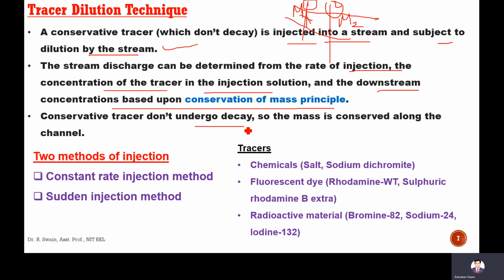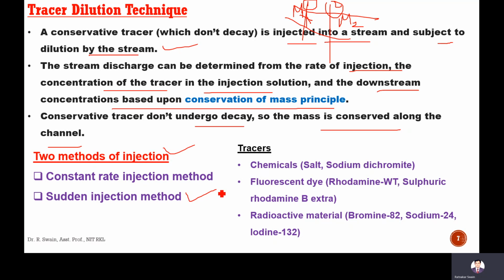Conservative tracers don't undergo decay. The tracer which is used should be conservative. There should not be decay. The concentration should not be reduced, and the mass should not be reduced. Total mass should remain constant, meaning the mass should be conserved along the channel. That type of tracer is used; the conservative tracer is used for the discharge measurement. There are two methods of injection: one is the constant rate injection method, and another is the sudden injection method.